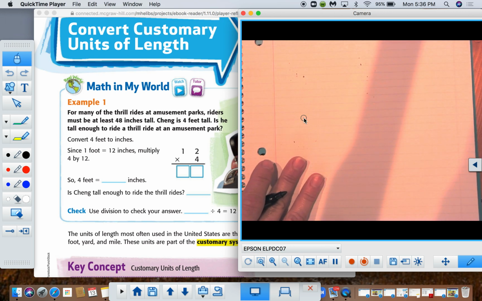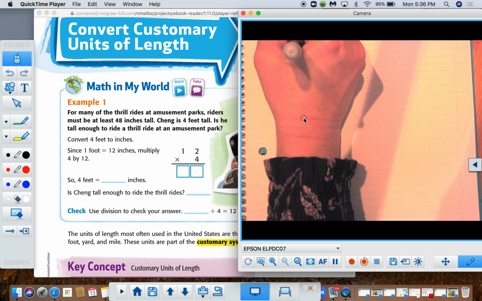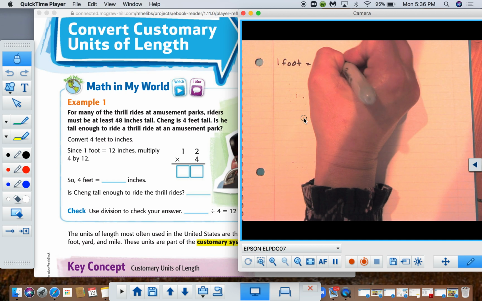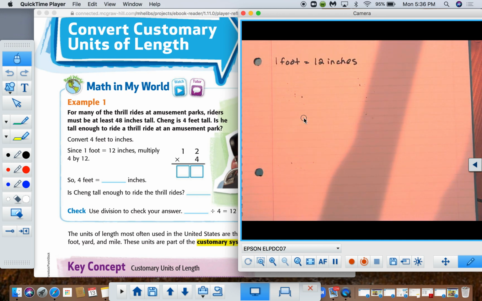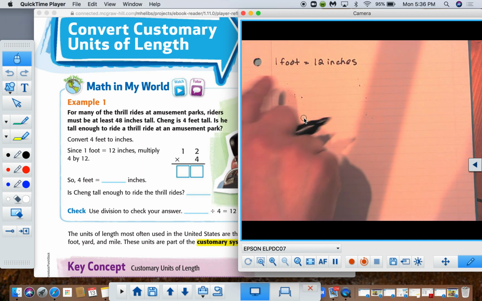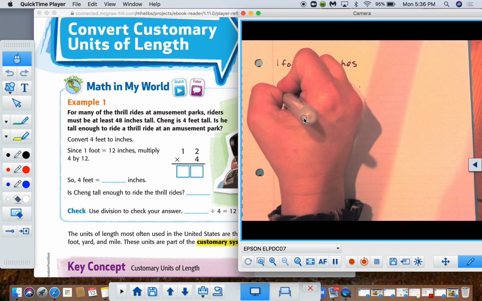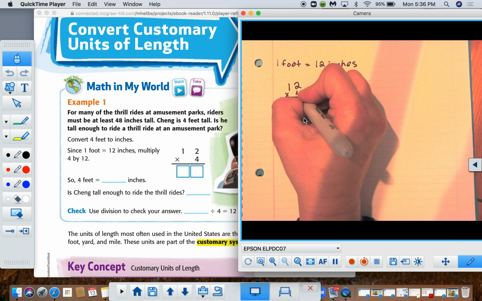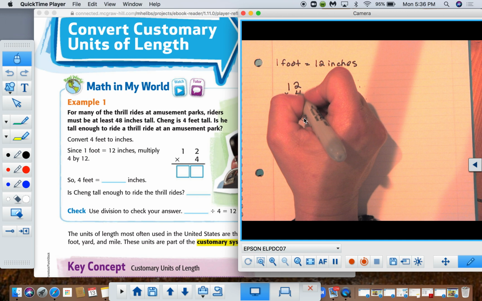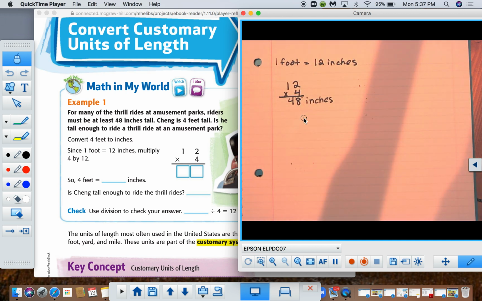And the way that I do that is, since 1 foot is equal to 12 inches, I know that I'm going to multiply because I know that Chang is 4 of these. So I'm going to do, for example, 12 times 4. 4 times 2 is 8. 4 times 1 is 4. So Chang is 48 inches tall.